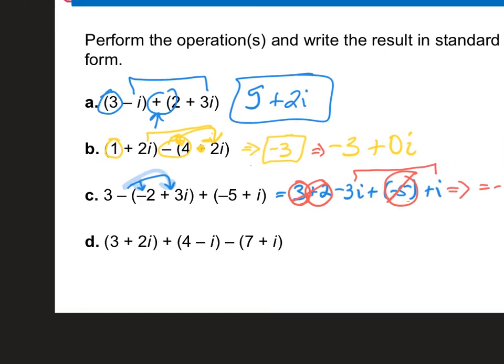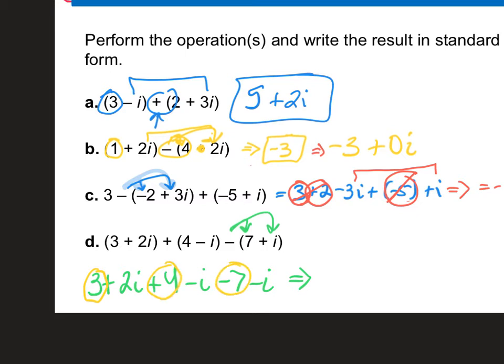Now if I look at D, what do I have to do first before I can combine all my like terms? Distribute the negative. So if I'm going to rewrite this, 3 plus 2i stays the same, plus 4 minus i. This becomes minus 7 minus i. Is everybody with me? Real parts: 3 plus 4 minus 7. What is 3 plus 4? 7. Minus 7 gives me 0. What is 2i minus i minus i? 0i.